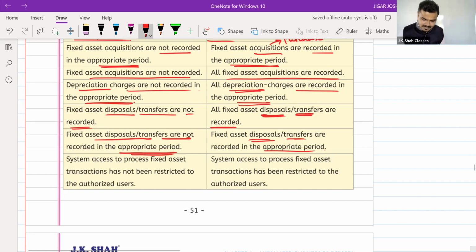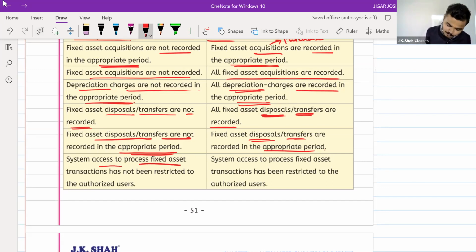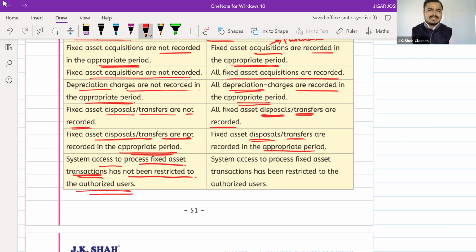And last but not the least, my dear charter, you know I always say: who should enter the records related to fixed assets? Authorized user or unauthorized user? Sir, authorized user. And that is the reason system access to process fixed asset transactions has not been restricted to authorized users. Any person is recording fixed asset transactions. Don't you think that would be a disaster? Yes, sir. So the best control is, sir, transactions must be restricted to be entered only by an authorized person. Understood, my dear charters? Yes.